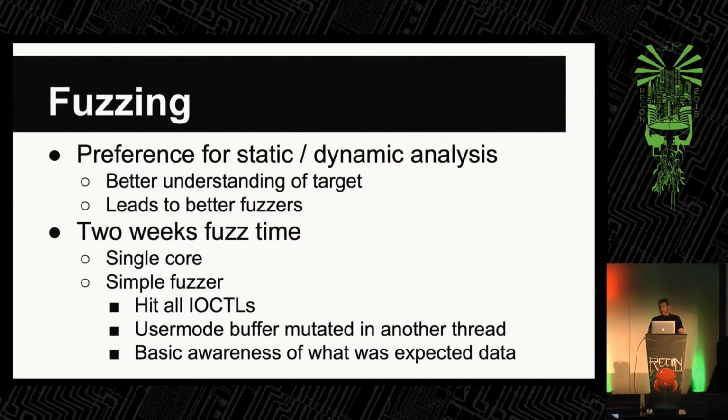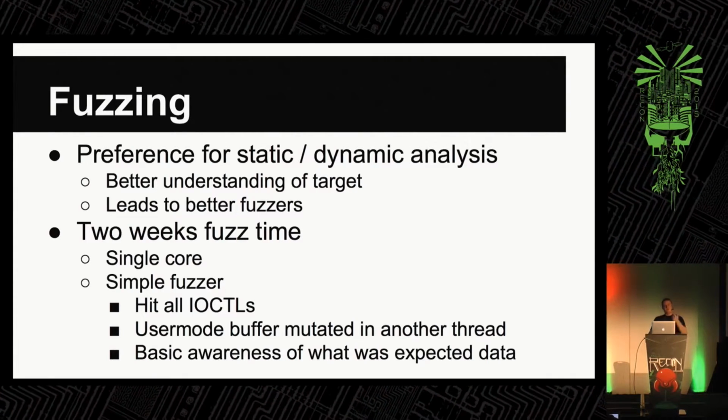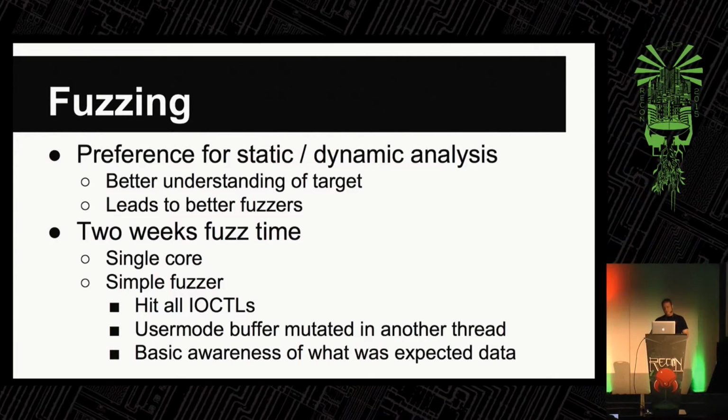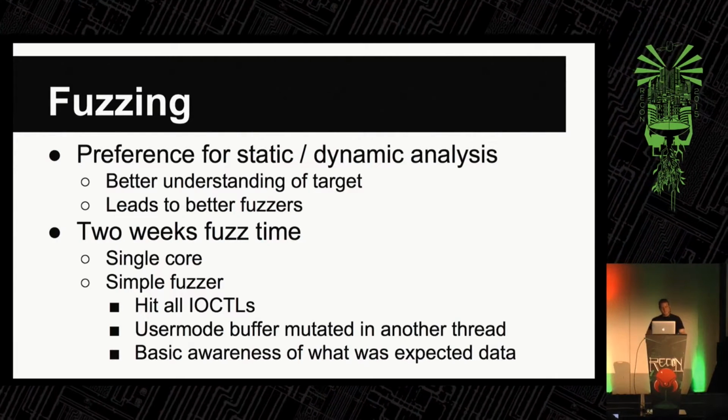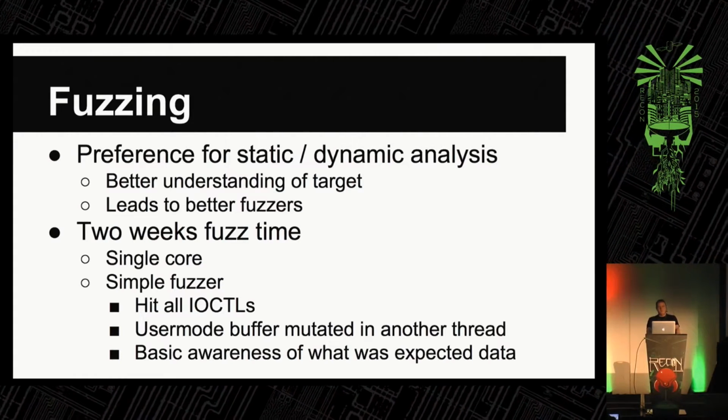I did not scale it. I had a single core running. I basically had 2 VMs, one running my fuzzer, one doing a kernel debugger back to it, so if an exception happened, I would catch it and be able to analyze in real time. It was kind of a simple fuzzer with maybe one little novel technique.